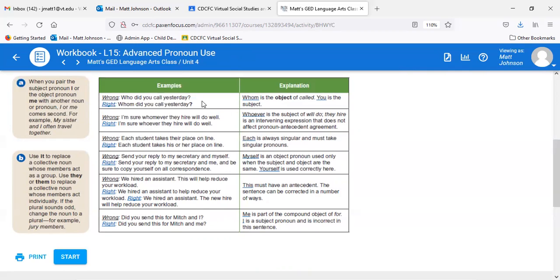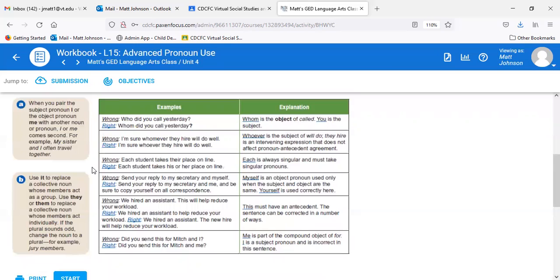So our examples here: who did you call yesterday? In this case, you are the subject. Whom is the object. So we have to use whom. Whom is the object of called. You as a subject. Whom did you call yesterday?